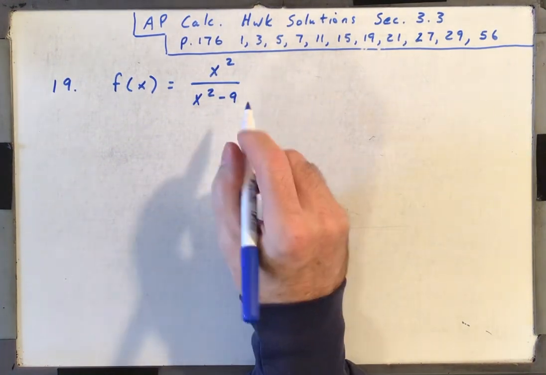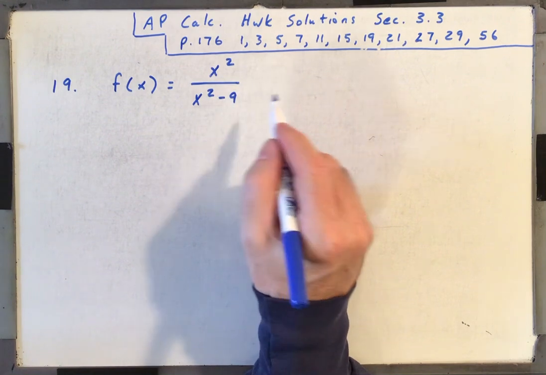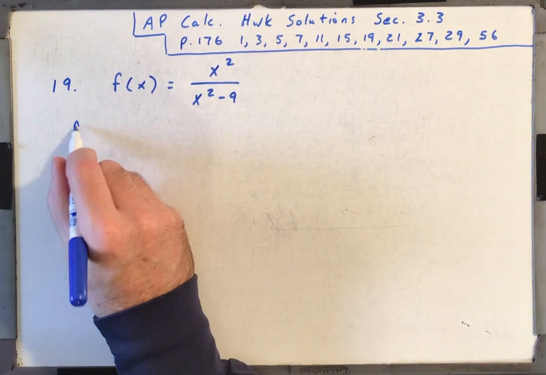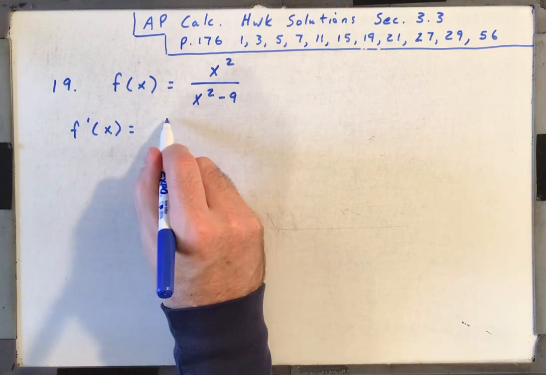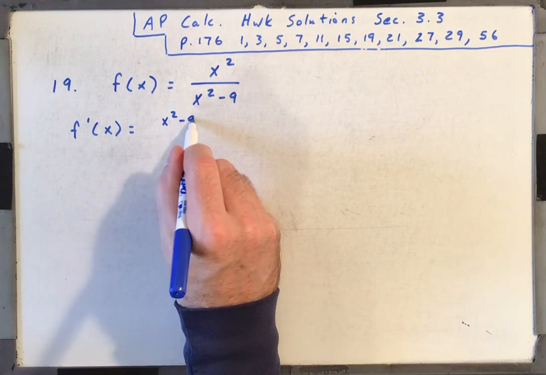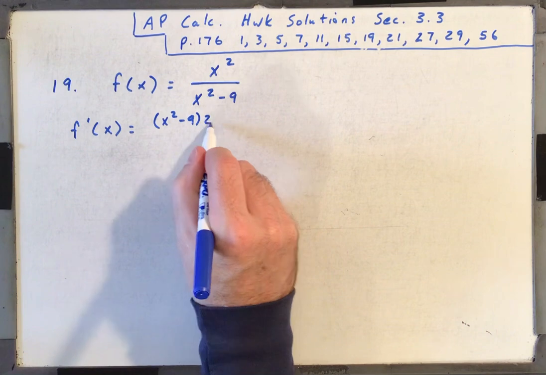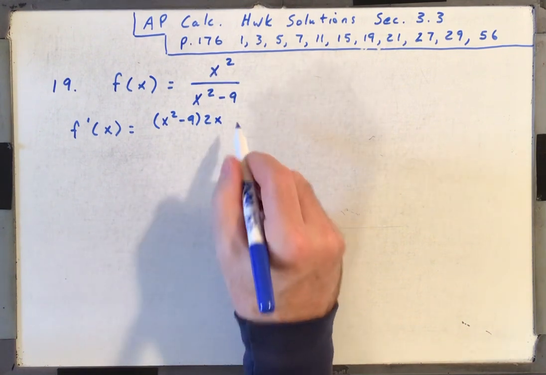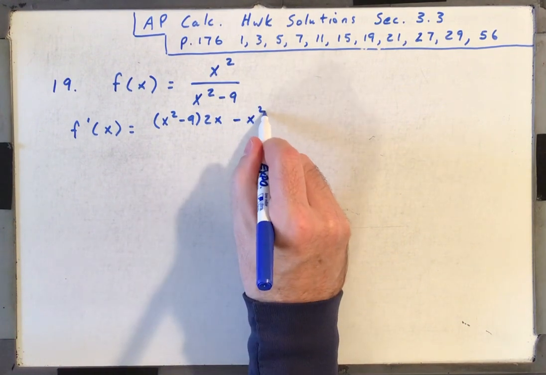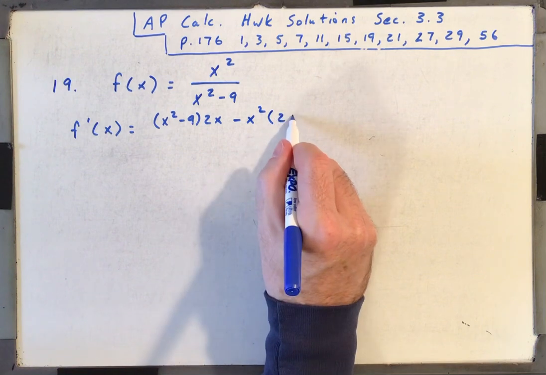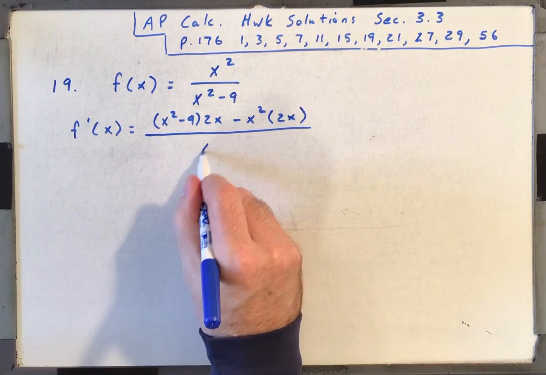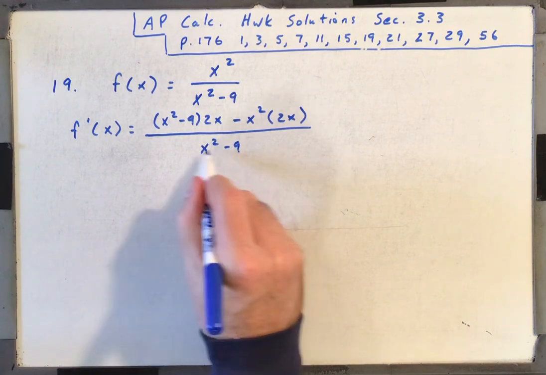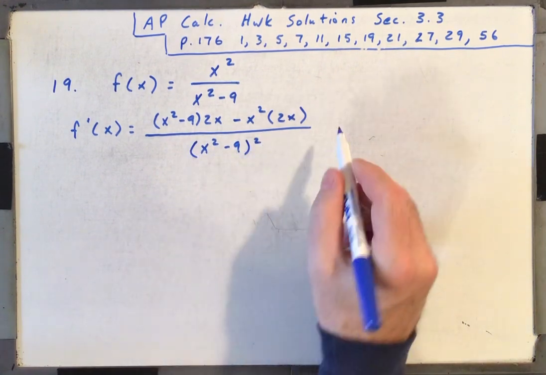So what we want to do, I think the best move here is just to use the quotient rule. So we'd have the bottom, x squared minus 9, times the derivative of the top, 2x, minus the top, x squared, times the derivative of the bottom, 2x, all over x squared minus 9, all squared.